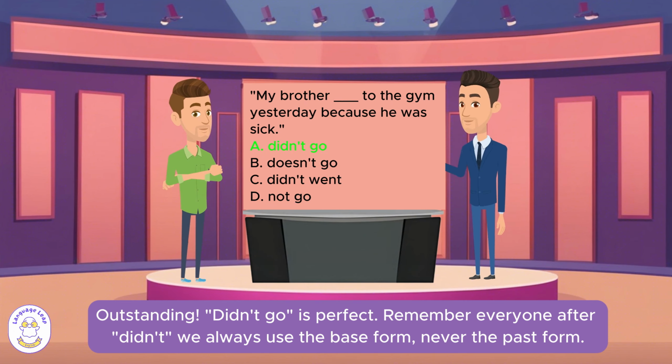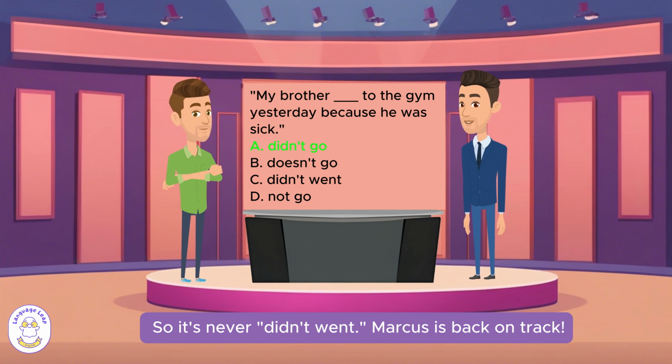Outstanding. Didn't go is perfect. Remember, everyone, after didn't, we always use the base form, never the past form. So it's never didn't went. Marcus is back on track.